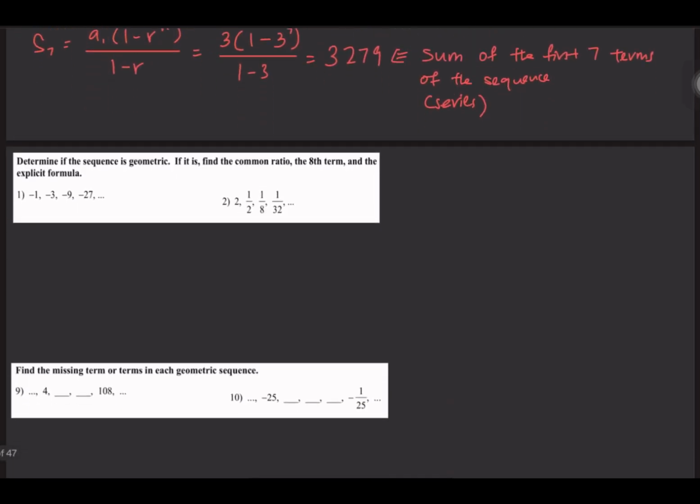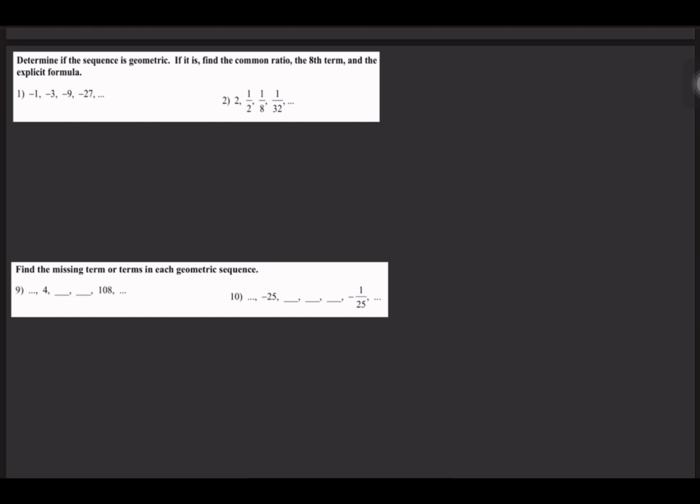Right, let's move on to example questions. Here, determine if the sequence is geometric. If it is, find the common ratio, 8th term, and the explicit formula. Okay, for question 1, is it geometric in the first place? Let us take a2 divided by a1, -3 divided by -1. We get 3. Then we take the third term, -9, divided by the second term, -3, and you get 3 as well. So it is geometric and the common ratio is 3.